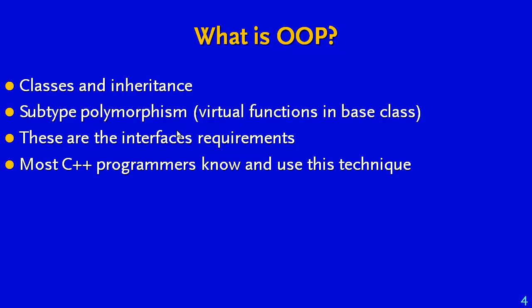Now, let's see if I can show you the distinction between object-oriented programming and generic programming. So we've got classes and inheritance, which I've talked about. That's pretty familiar to you now. We've got so-called subtype polymorphism again.